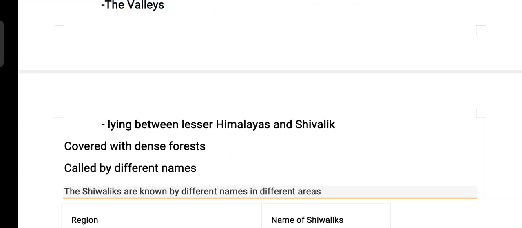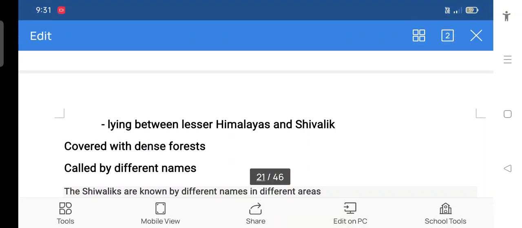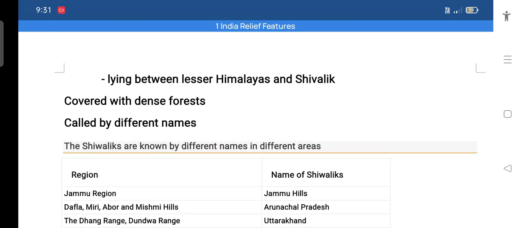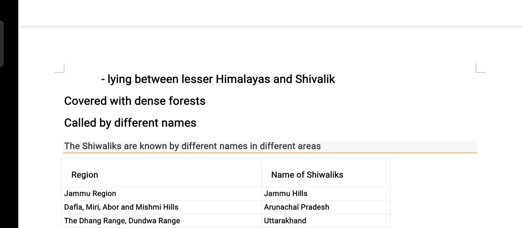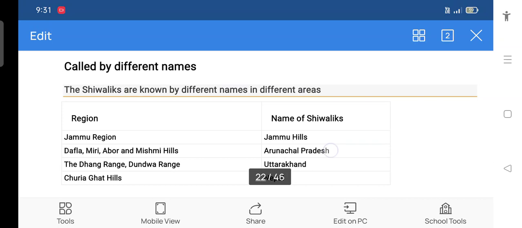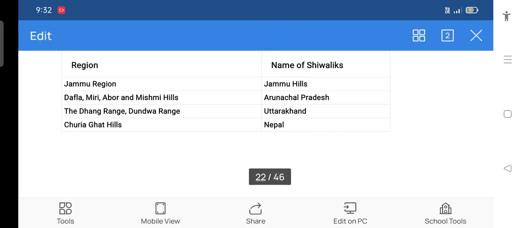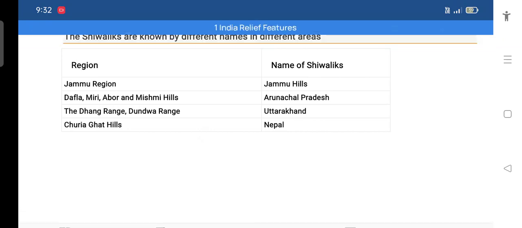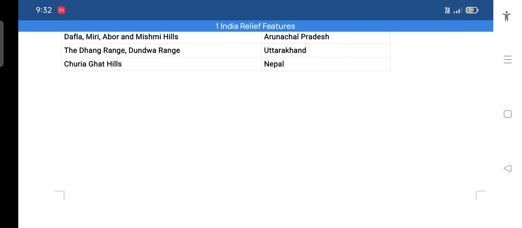This Shivalik region is also covered with dense forest, and it is called by different names in different regions across India, especially in the eastern states. In the Jammu region, they are called the Jammu Hills. In Arunachal Pradesh, they are called the Mishmi Hills. In Assam, they are called the Kachar, and in Nepal, the Churiya Ghat Hills. These are the different names of the Shivalik range.